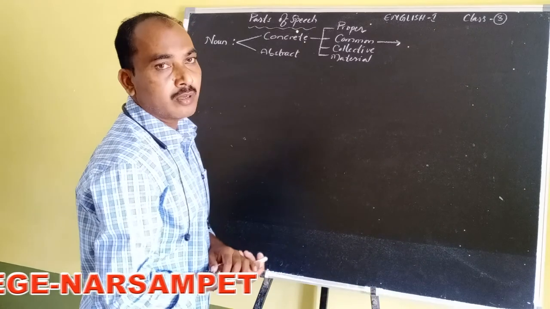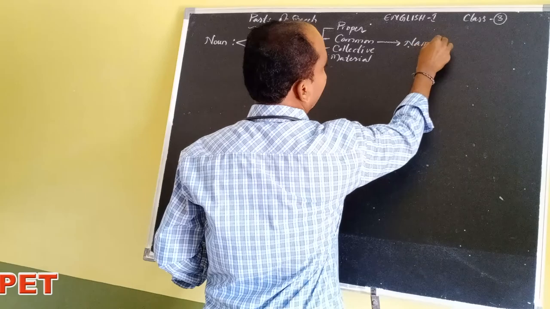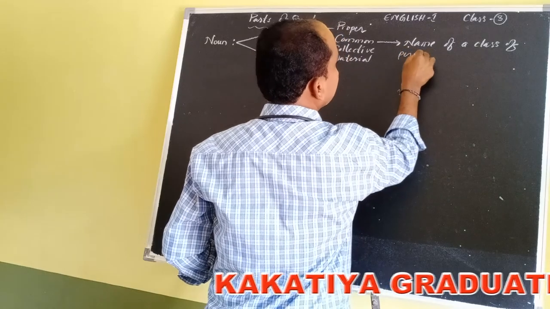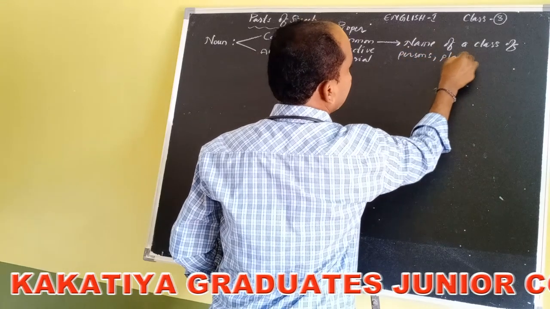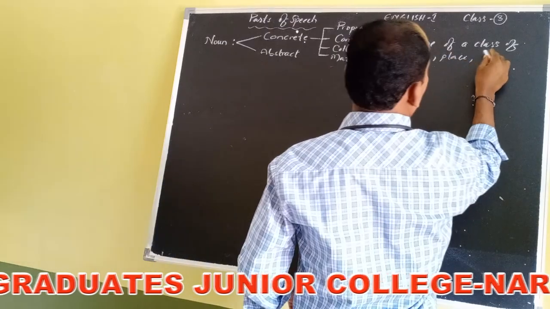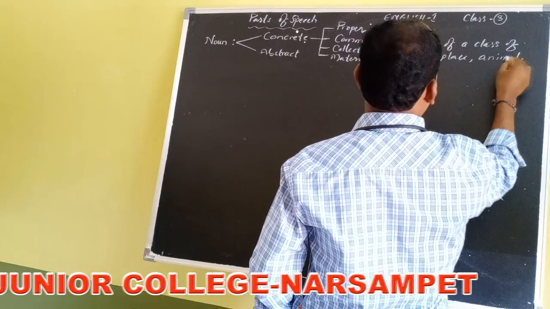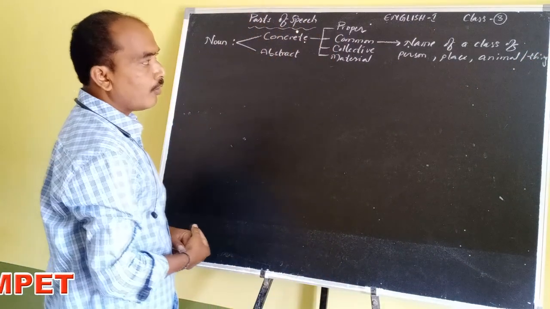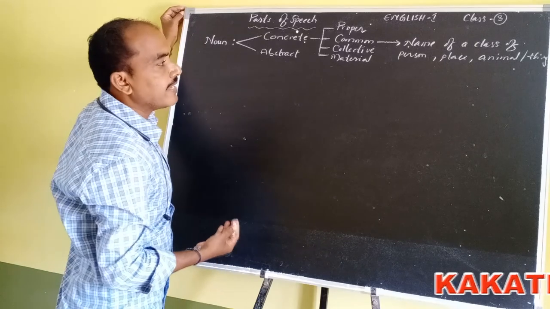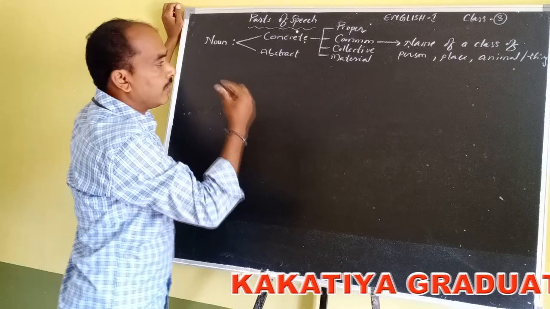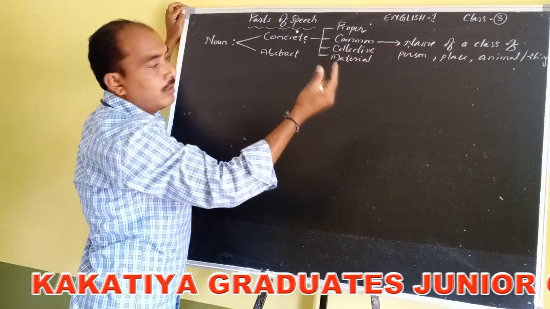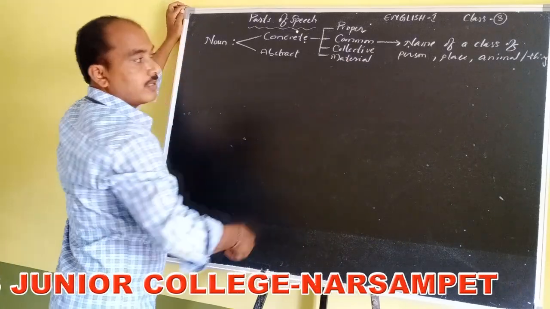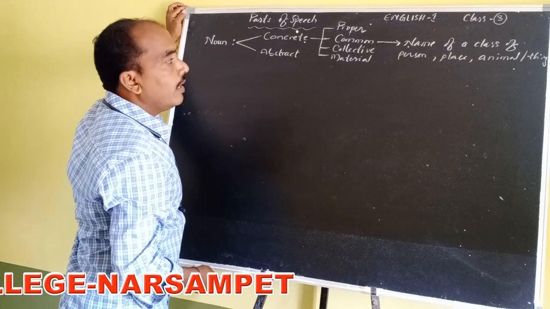What is common noun? Name of a class of persons, place, animal, or thing. Common noun is a name of a class of person, place, animal, thing. That is called common noun. Means that name should be used very commonly to indicate a particular class of person, class of place, animal, thing. This is called common.